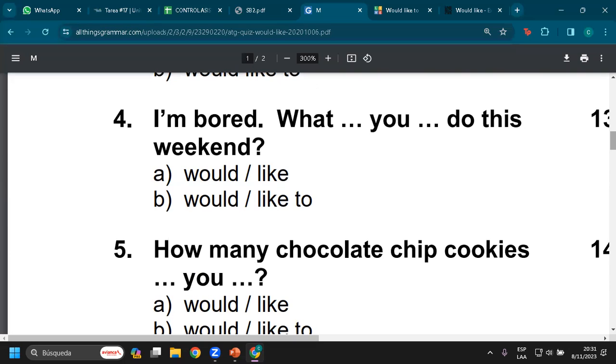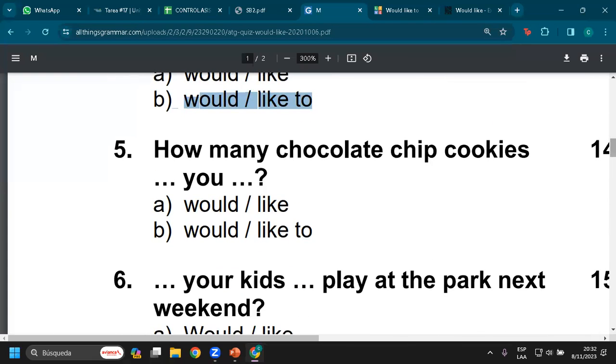I'm bored. What would you like do or what would you like to do this weekend? ¿Necesito la preposición to? Yes. Totally. Exactly. Very good job. Number five. How many chocolate chips cookies would you like? Or how many chocolate cookies would you like to?